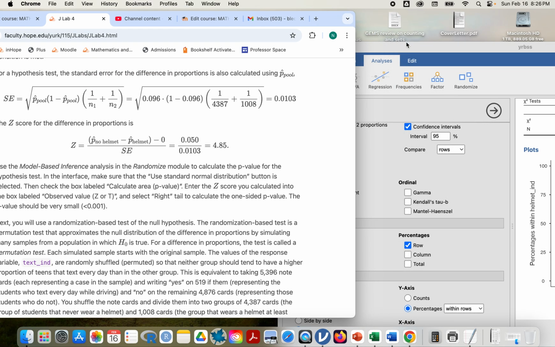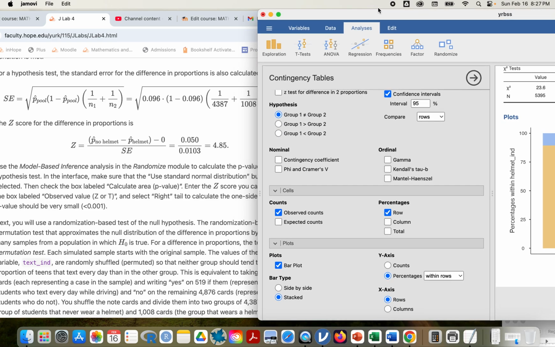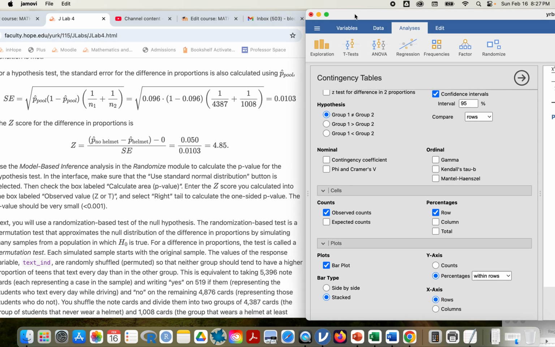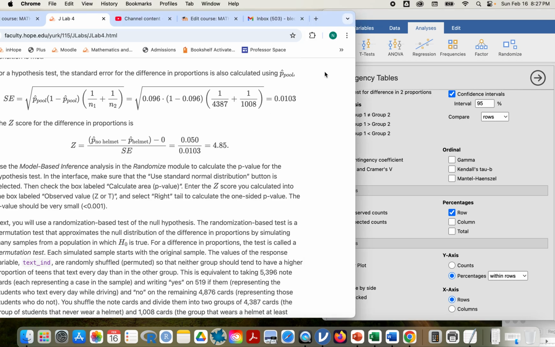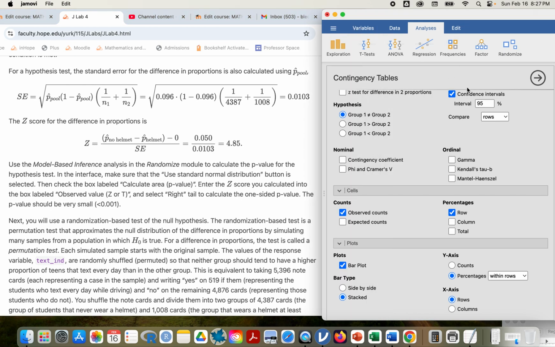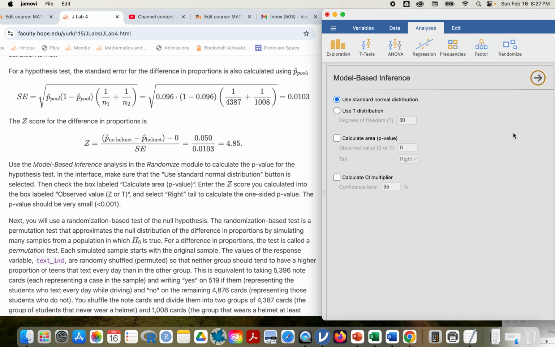Let me scroll this over. Give me a second. Oh. We're going to go again to the model-based inference. Just a second. There we go. All right. Got to go to randomize. We go to model-based inference. Good.